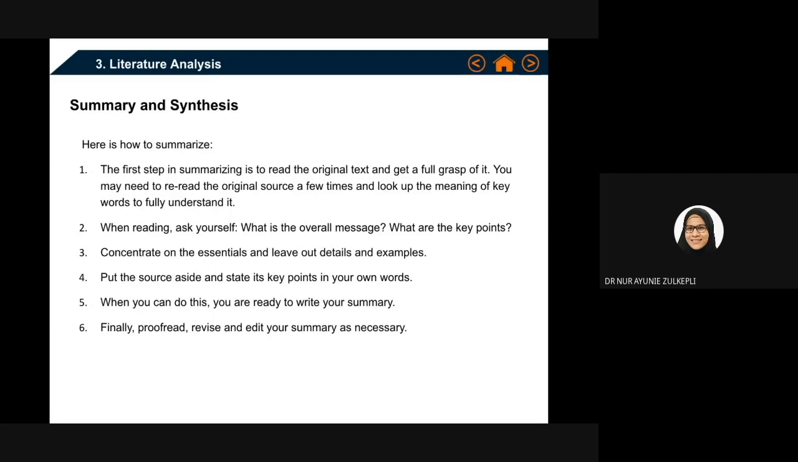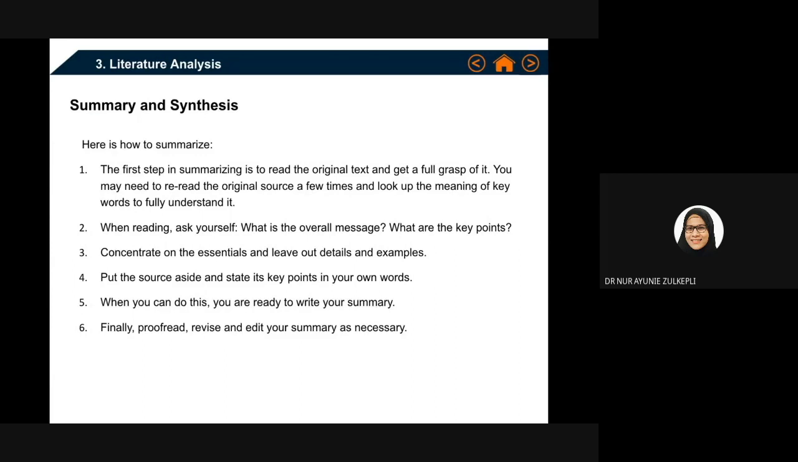So the first step, you need to read the original text and get a full understanding of the whole text. You may need to reread the original sources a few times and look up the meaning of keywords to fully understand it. And I always advise that data extraction is an important part, because when you only read the full text, you cannot remember all. Let's say you are able to retrieve 20 articles, you cannot remember all that is said in those 20 articles.